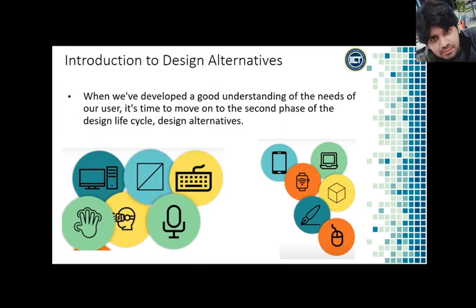The number of choices we have to make and things we have to control is more expensive than ever before. Are we designing for desktops, laptops, tablets, smartphones, smartwatches, augmented reality, virtual reality, 2D, 3D, gesture input, pen input, keyboard input, mouse input, or voice input? In this video, we are going to talk about how to generate ideas for these types of designs.